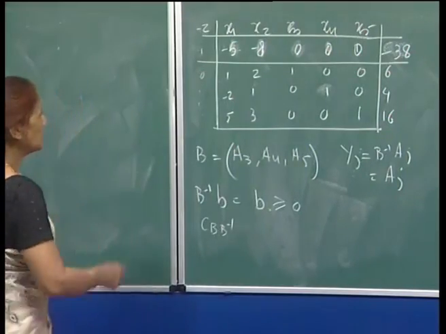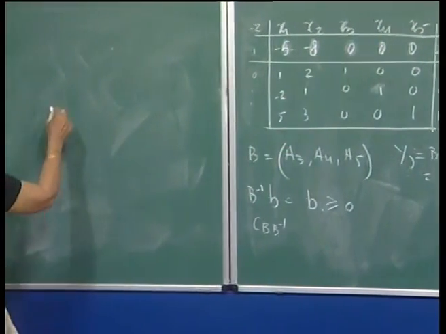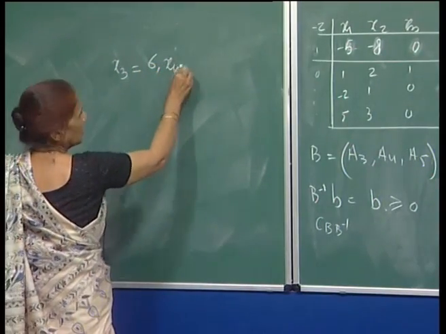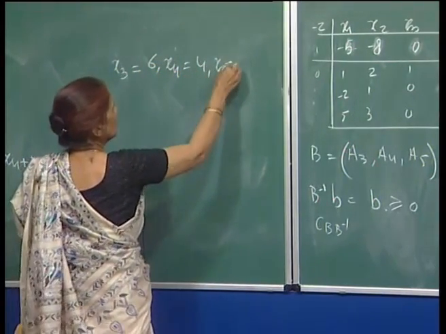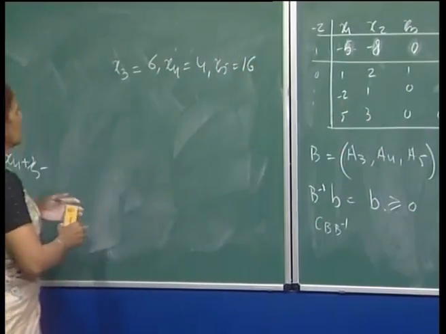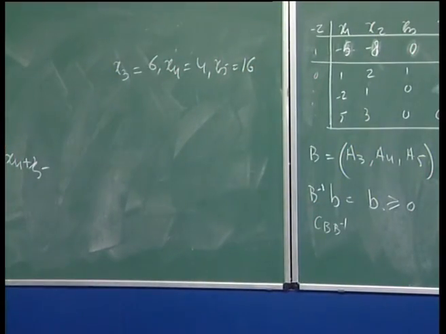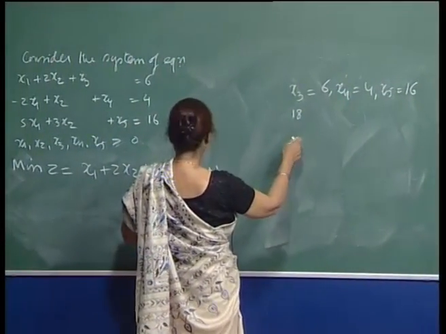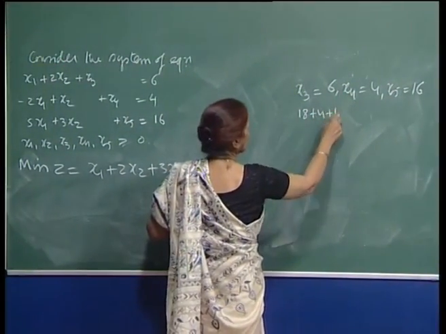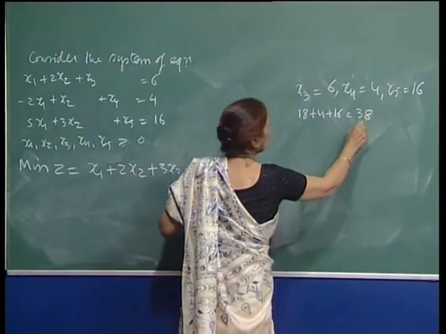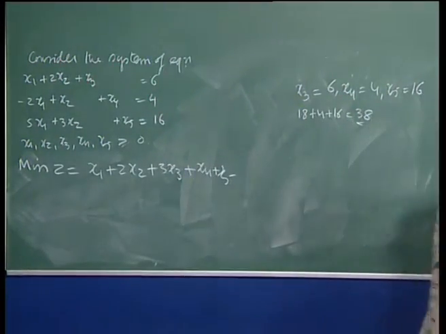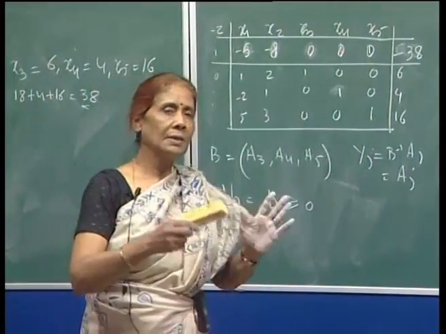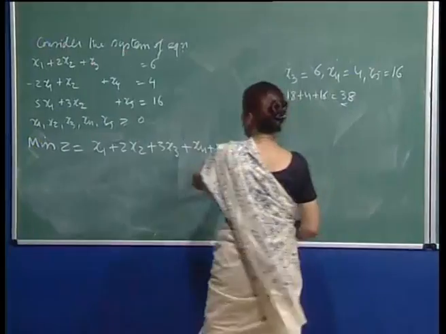And you can verify that since your solution here is basic feasible, x3 is 6, x4 is 4, x5 is 16, you can actually verify the value of the objective function. 3x3 is 18 plus 4 plus 16, which is 38. Right. So remember always that this value here reads the minus of the objective function, because I have minus z plus this equal to 0, right.